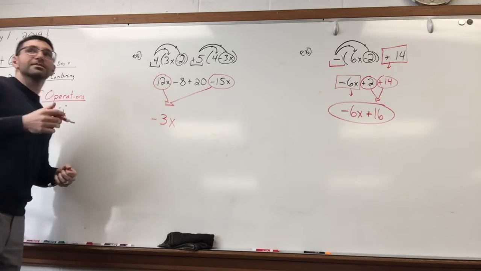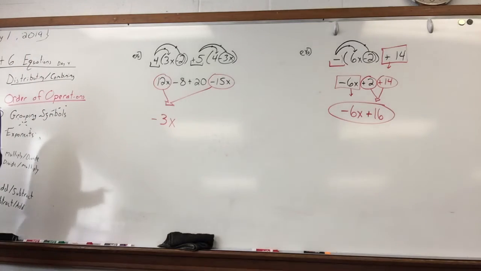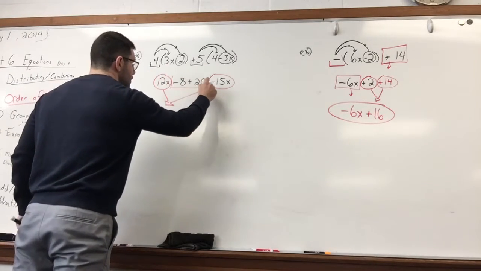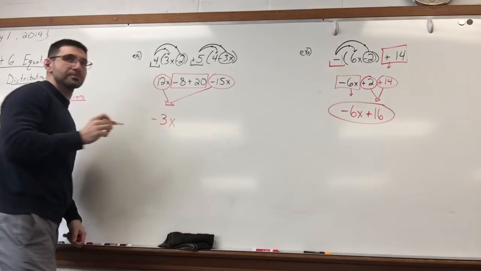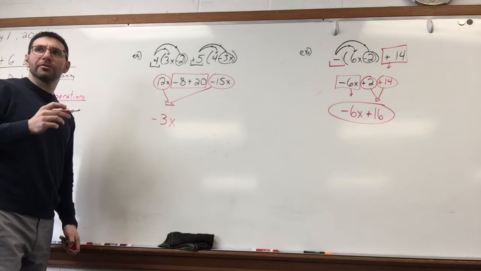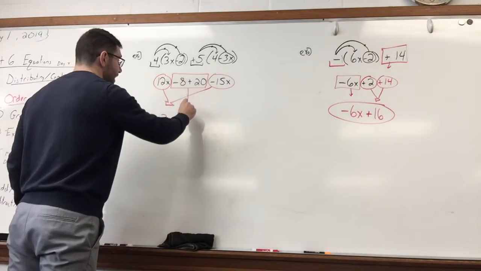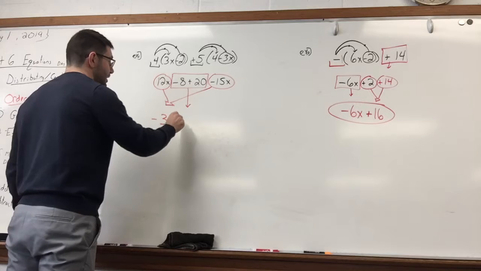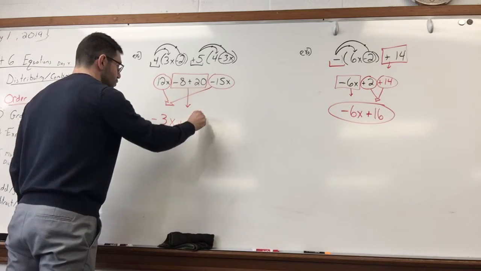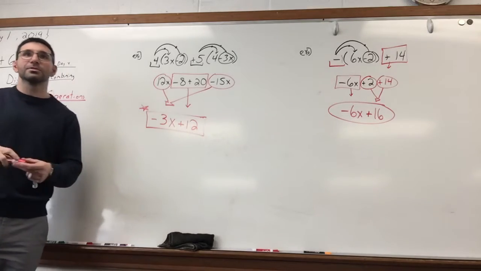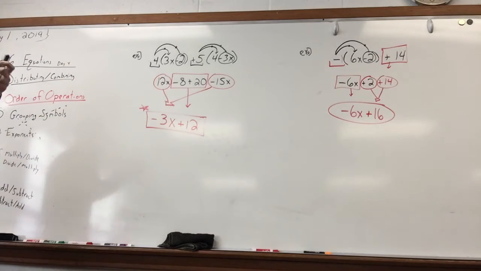Good. What else can we combine, Cooper? Negative 8 and positive 20. What are those things called, those terms? What is negative 8 and positive 20 called? Constants. Good. So I can add negative 8 plus 20. That gives me positive 12. I cannot combine my variables with a constant. Questions on how we are doing this?